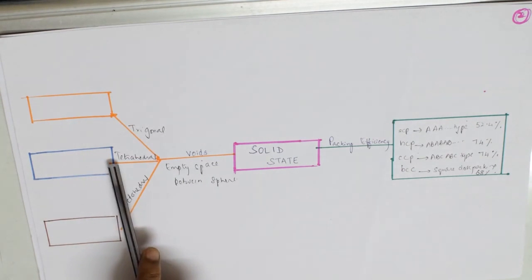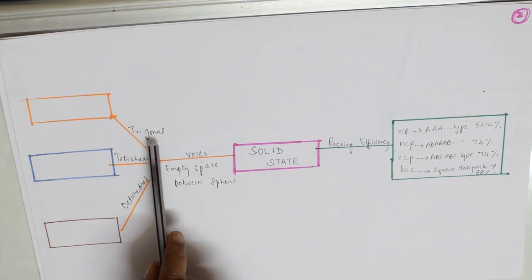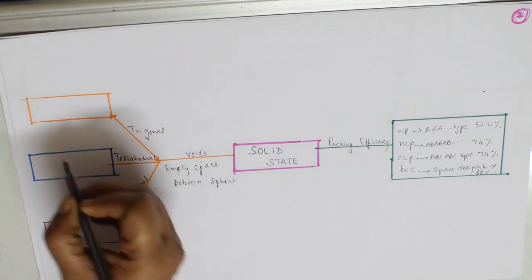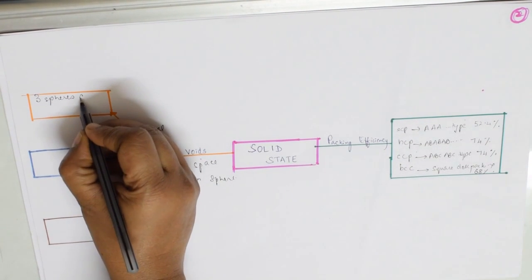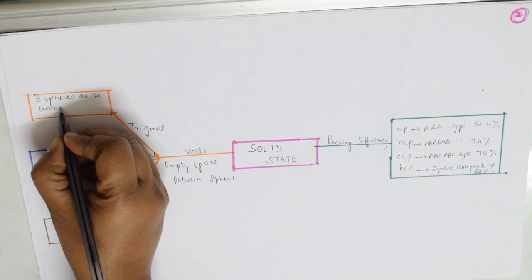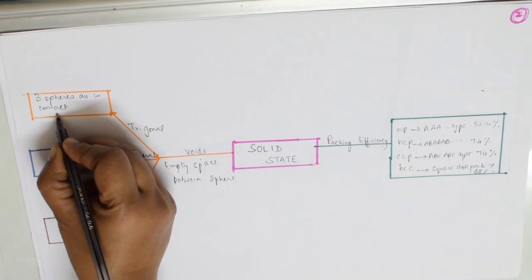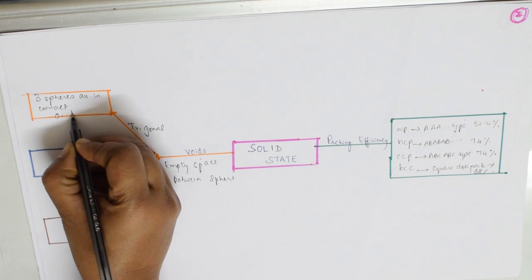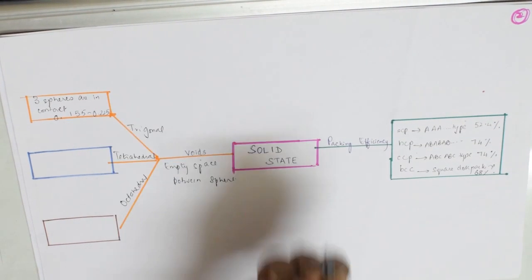So trigonal type of void, what will happen here? Tri means 3. 3 spheres are in contact. Correct? So let us write 3 spheres are in contact. Here, what is the radius ranging between? It's going to range between 0.155 to 0.225 in trigonal.